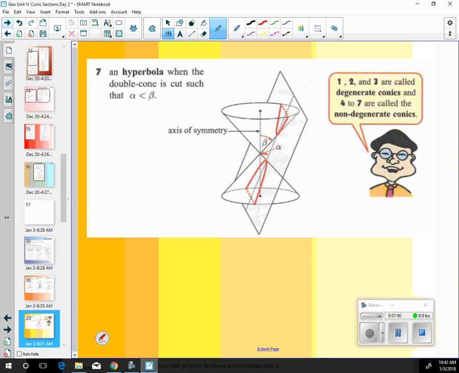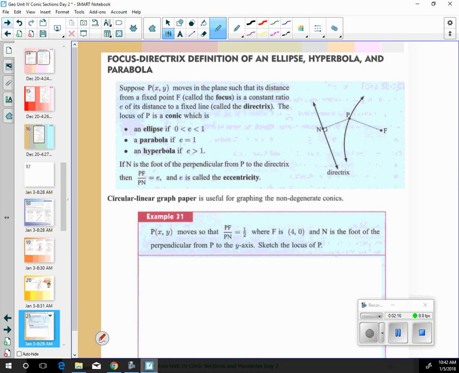Then, if the angle alpha is less than beta, now you're going to cut the top and the bottom cone, and you get what we call a hyperbola. So those are the conic sections, they call it. I don't know what they're talking about with degenerate conics. I don't really want to. Sounds scary to me.